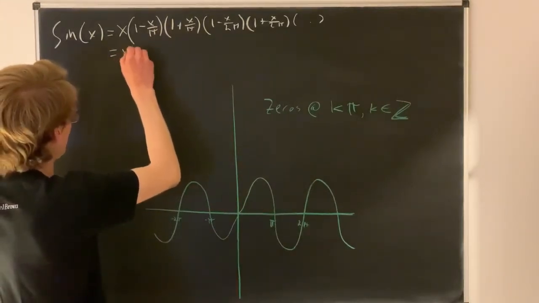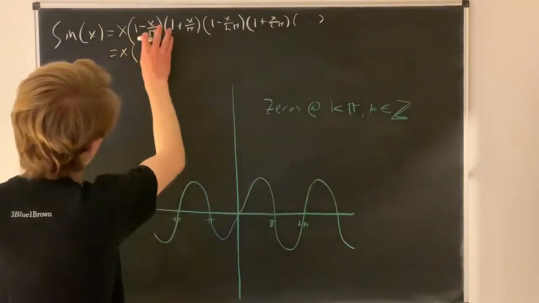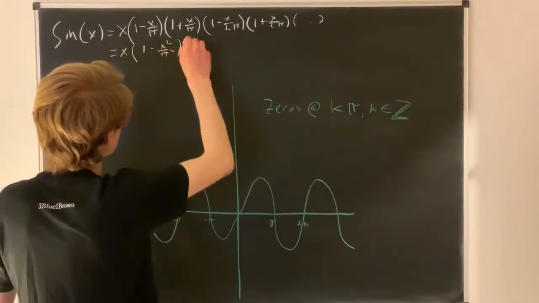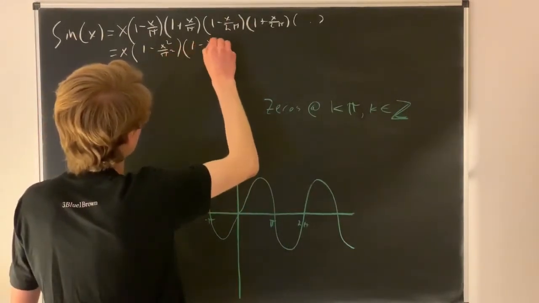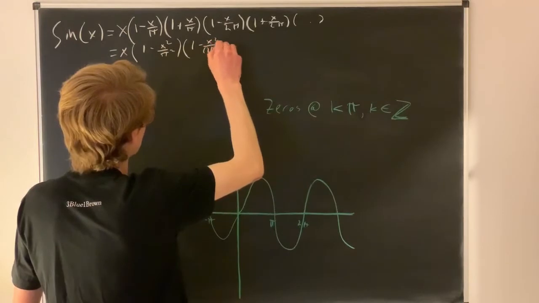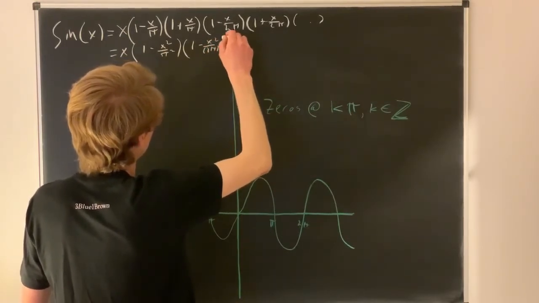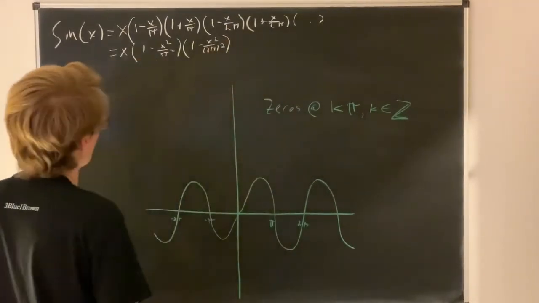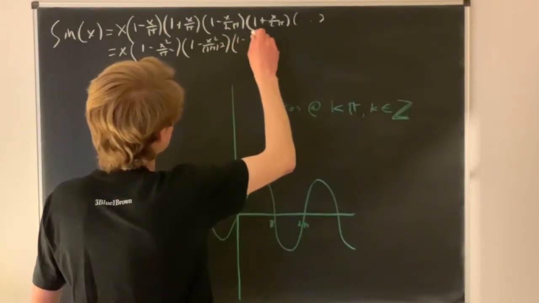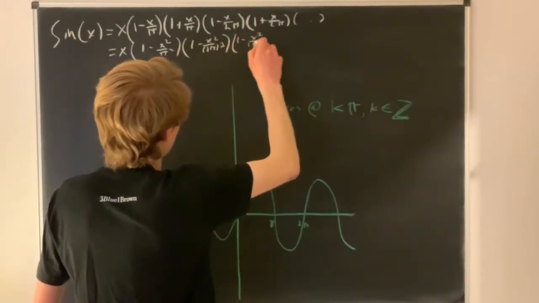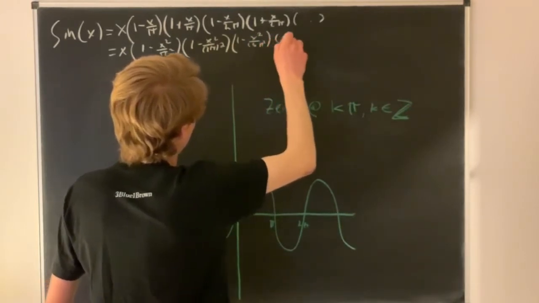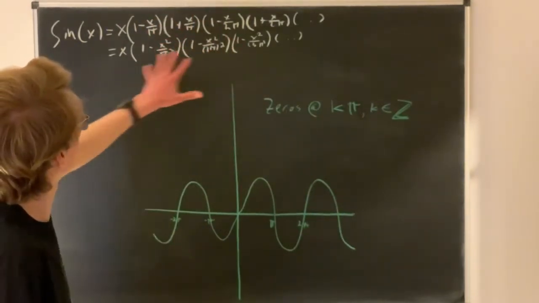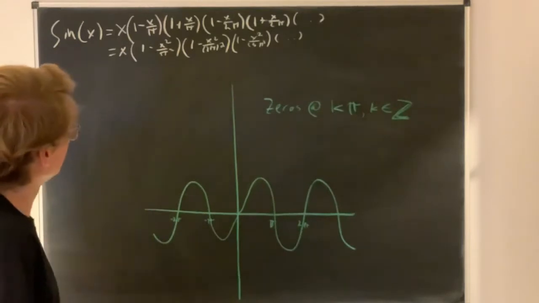Okay, well, if we clean this up a little bit, we can say, okay, it's still our x. If we combine these guys, we have 1 minus x squared over pi squared. Combine these guys, 1 minus x squared over 2 pi squared. So that's a squared. And then if we wanted to keep going, we'd have 1 minus x squared over 3 pi squared. I'm just taking these and combining them a little bit.